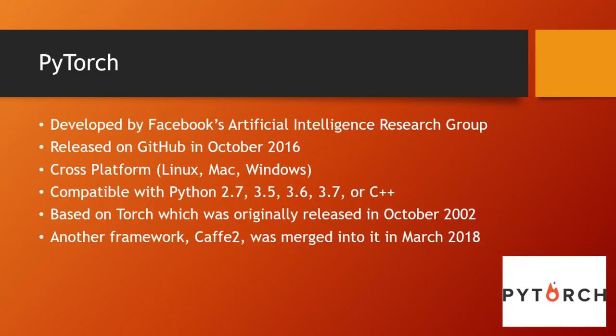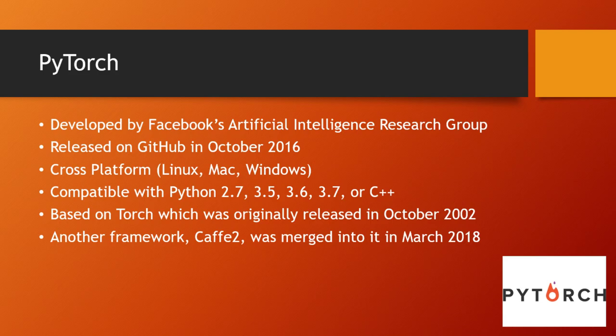PyTorch is an open source, deep learning platform that touts its ability to provide a seamless path from research prototyping to production deployment. It provides two high level features: tensor computation with strong GPU acceleration and deep neural networks. PyTorch features a hybrid front end that can seamlessly transition between eager mode and graph mode. PyTorch is cross platform between Linux, Mac, and Windows and can be used with Python 2.7, 3.5, 3.6, 3.7, or C++.